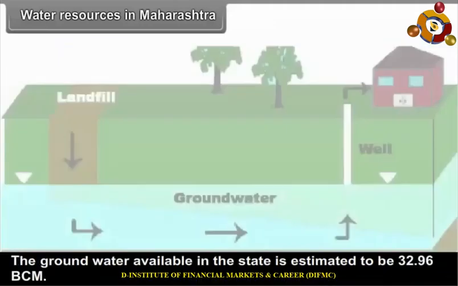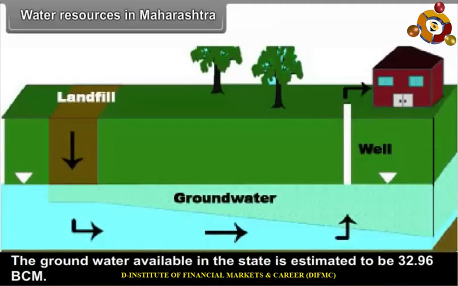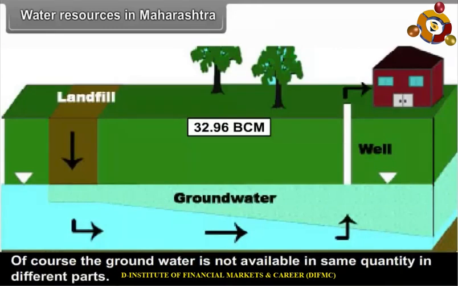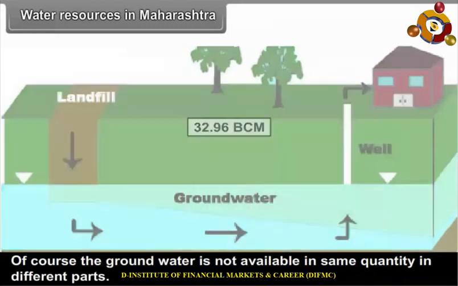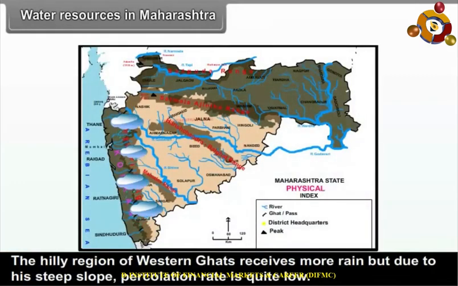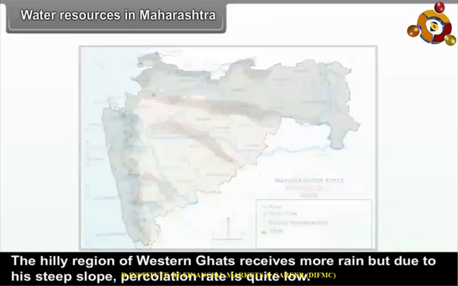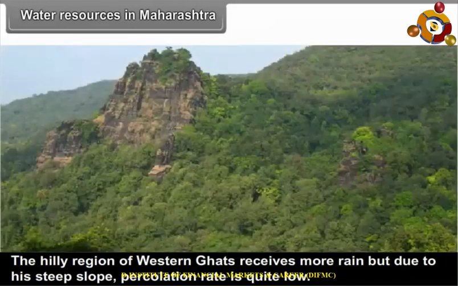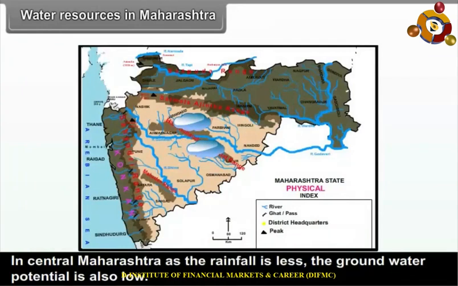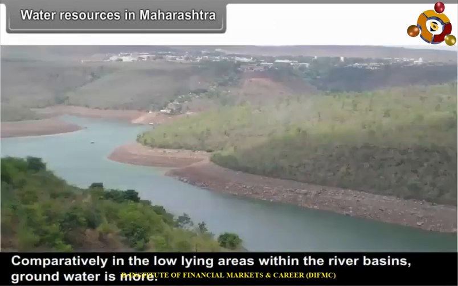The groundwater available in the state is estimated to be 32.96 BCM. Of course, the groundwater is not available in the same quantity in different parts. The hilly region of Western Ghats receives more rain, but due to the steep slope, percolation rate is quite low. In central Maharashtra, as the rainfall is less, the groundwater potential is also low. Comparatively, in the low-lying areas within the river basins, groundwater is more.